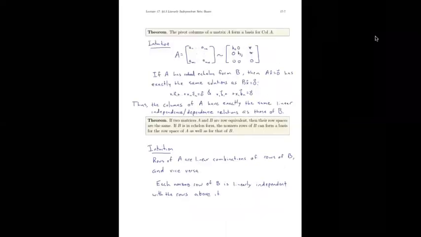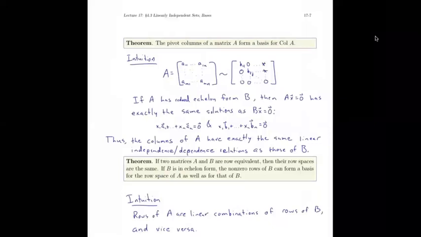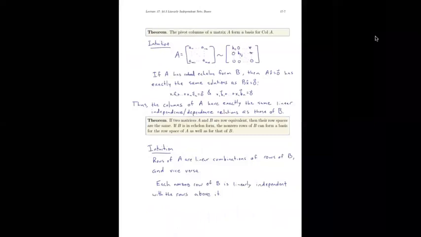So a couple theorems. The pivot columns of a matrix A form a basis for the column space of A. Okay, so this is kind of what we were doing, but with a lot of legwork on the previous page. So we won't have to work so hard in the future thanks to this theorem right here. So we could go back and look at the previous example. The pivot columns of a matrix A form a basis for the column space of A.